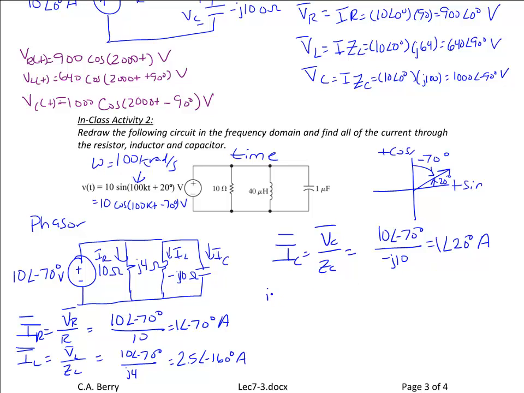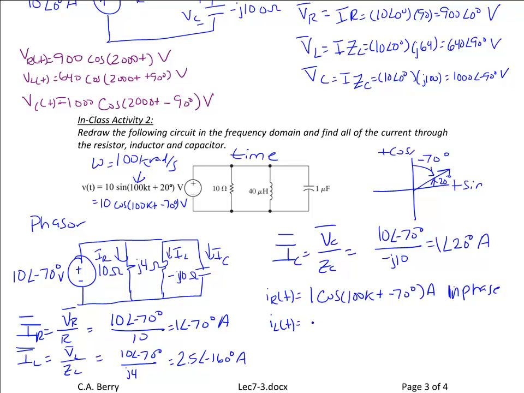So now let's write the answers in the sinusoidal steady state. IR of t would be equal to 1 cosine(100kt minus 70 degrees), and the units are amps. What you should see is that this is in phase with the voltage source. In phase means that they have the same phase angle. So it's negative 70 degrees, and the voltage source was also negative 70 degrees.